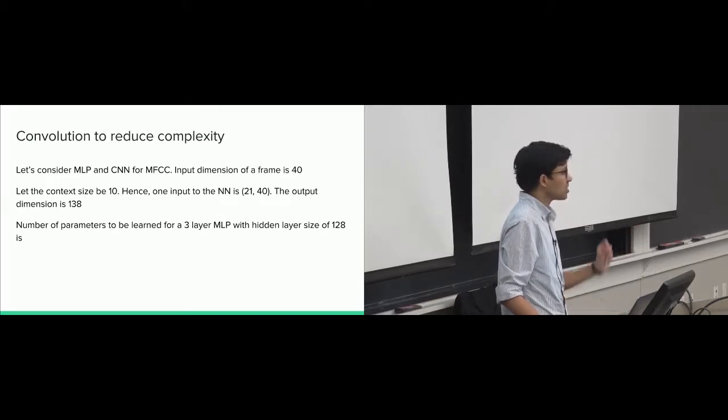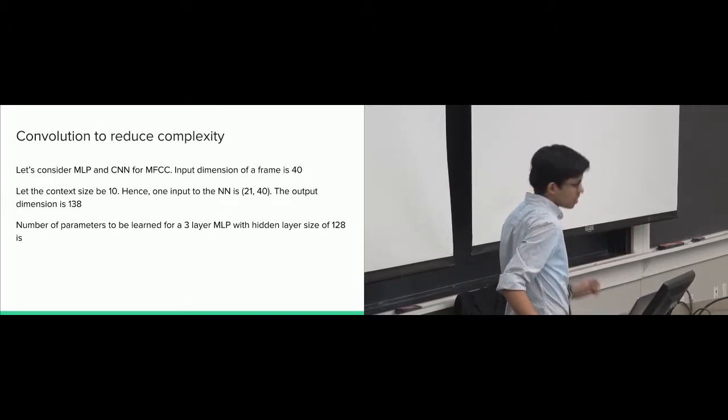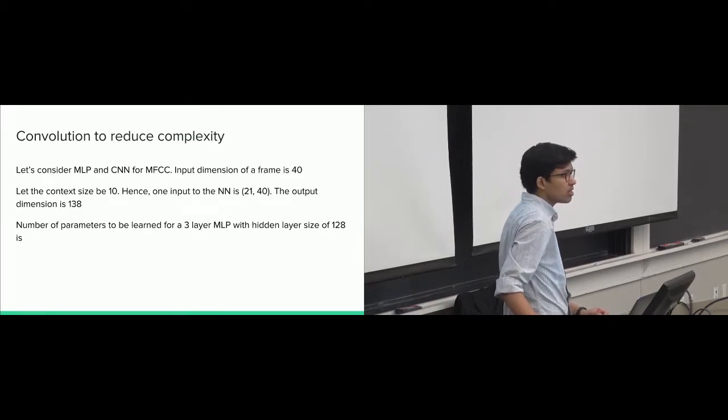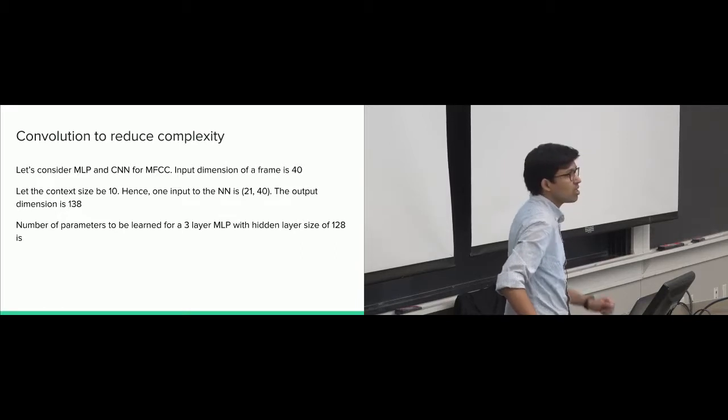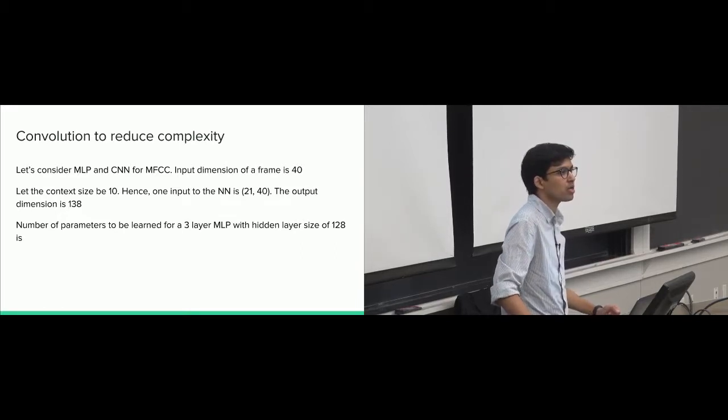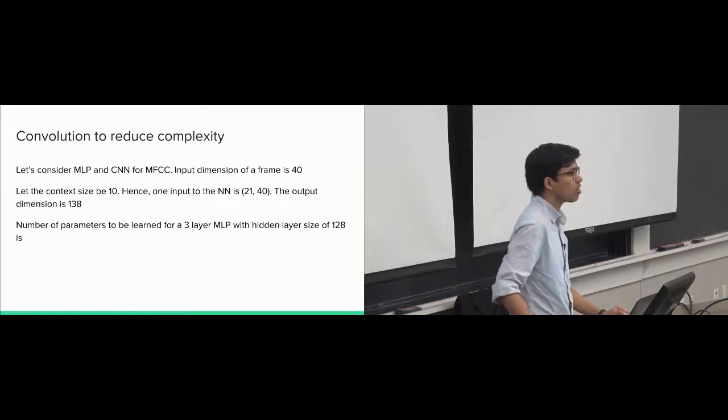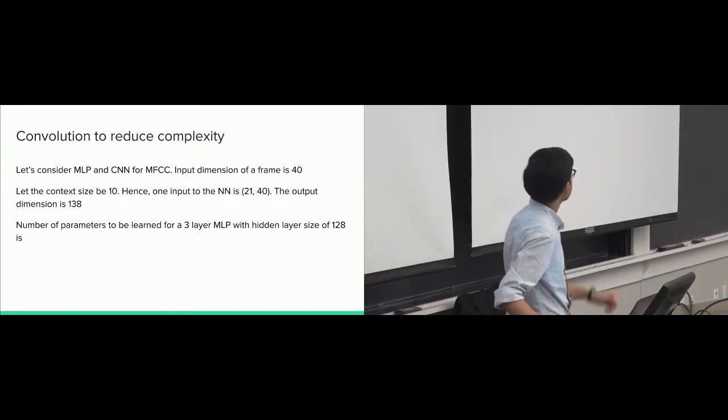So if we use just a 3-layer MLP with a hidden layer size of 128, can anyone tell me what the number of weights to learn will be? How many parameters will we need to learn? Not the exact number, but the calculation.